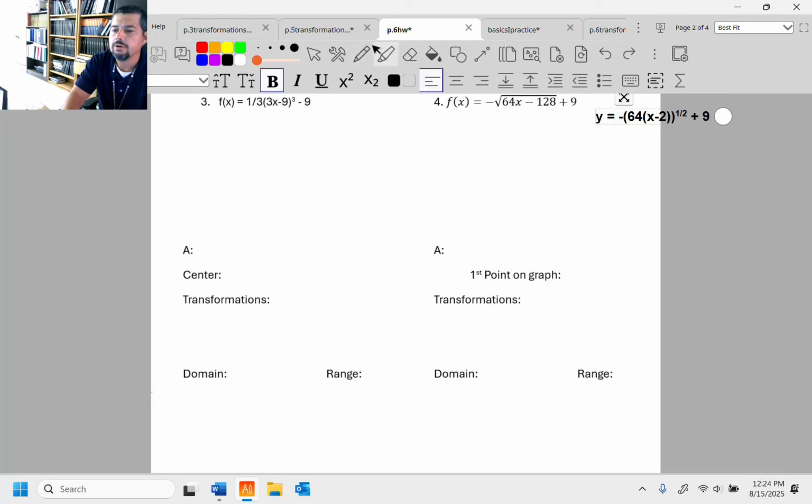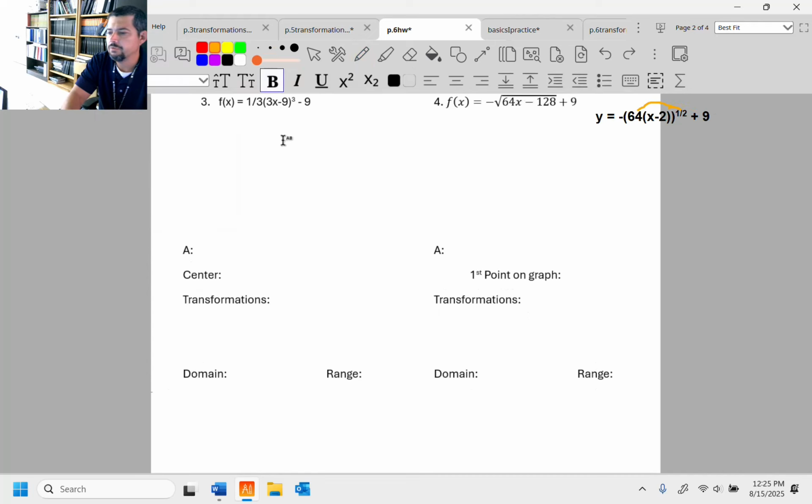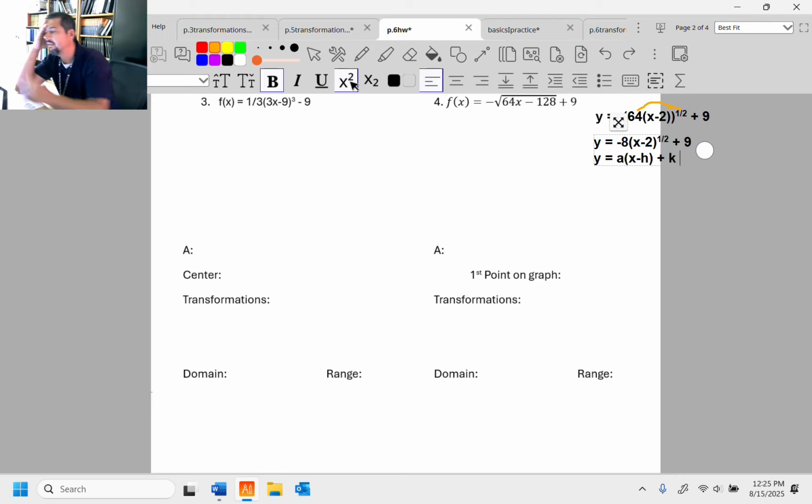Now, you are able to distribute that exponent to both things inside. So I'm asking myself, what's the square root of 64? And I happen to know that it's 8, because 8 times 8 is 64. So -8(x - 2)^(1/2) + 9. That's what the equation needs to look like, because for the bajillionth time, the equation needs to look like a(x - h) + k. I keep saying that, but it isn't clicking. Y'all need to let things click.